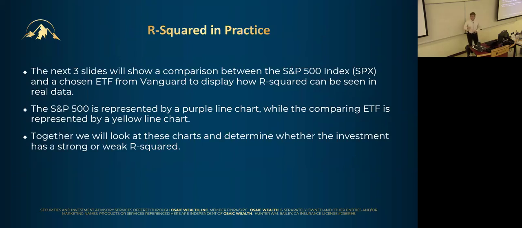So in practice, we'll do the same thing that we did earlier with beta, but we're going to do it with R squared, where we show a couple slides comparing the S&P 500 and an ETF from Vanguard. We're going to try and determine whether the investment has a strong or a weak R squared. Remember, it's similarity of returns, not necessarily their relative variance in terms of does it go up more or down more. It's do the returns follow a similar path? That's the more important part here.